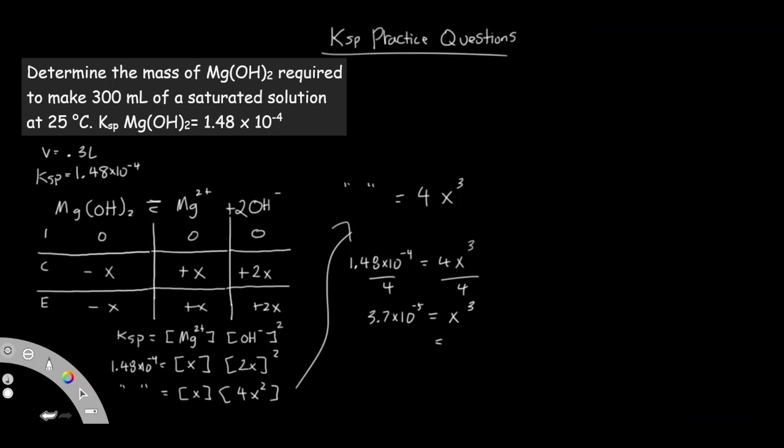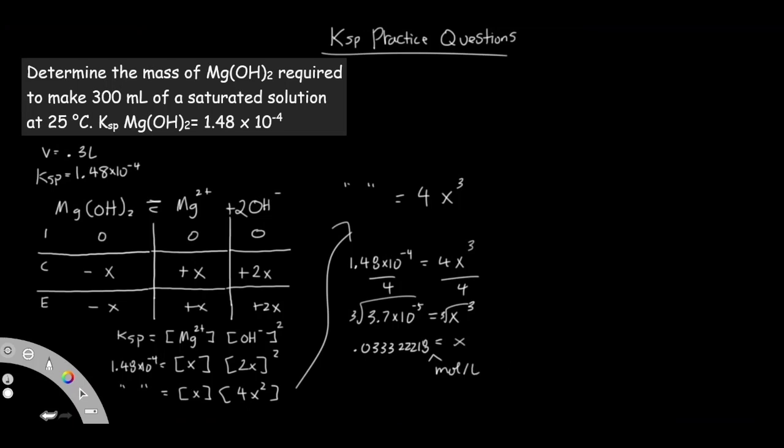And then from there, we just cube root it. If you do it on the right side, you've got to do it on the left side. What do you end up getting for your x? We get 0.033322218, and of course, this is all in moles per liter.